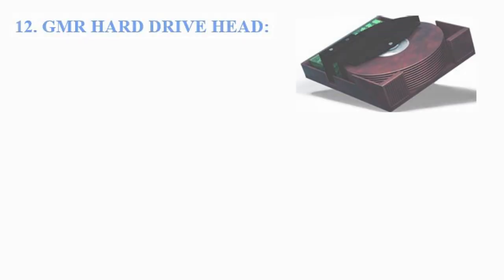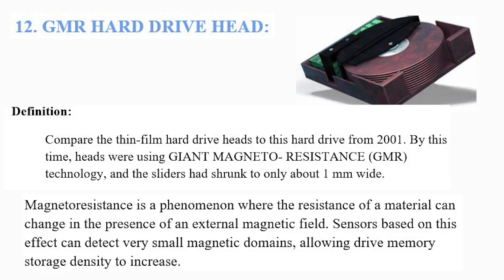At 12, we have GMR hard drive head. Definition. Compare the thin film hard drive head to this hard drive from 2001. By this time, heads were using giant magnetoresistance, GMR, technology, and the cylinder shrunk to only 1 mm wide.